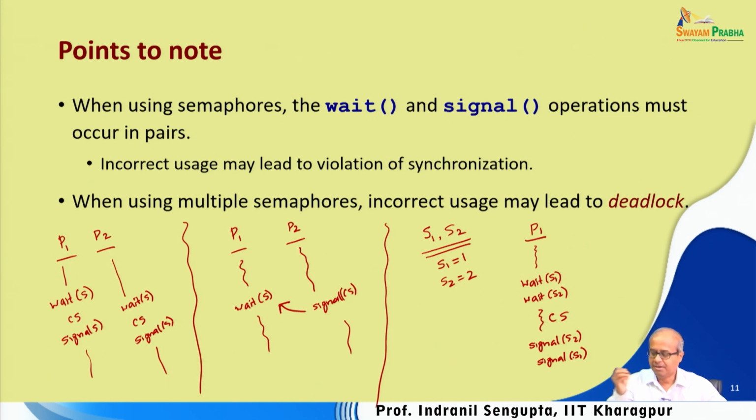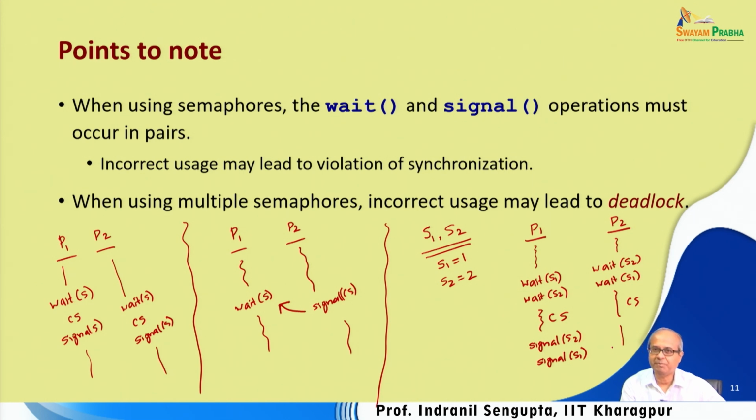Now, say there is another process P2 which is doing something similar, they will also be updating the variables corresponding to S1 S2, but here instead of writing wait S1 and wait S2, suppose by mistake you wrote wait S2 first and then wait S1 and then critical section, whatever, signal after that. Now, here what might happen?